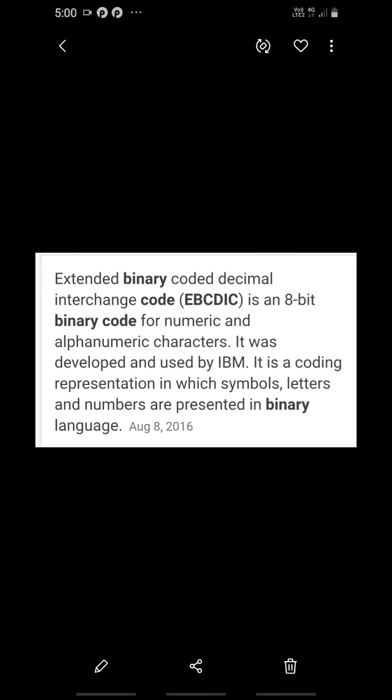And the next alphanumeric code is EBCDIC. EBCDIC stands for Extended Binary Coded Decimal Interchange Code. It is an 8-bit binary code for numeric and alphanumeric characters. It was developed and used by IBM. It is a coding representation in which symbols, letters and numbers are represented in binary language.